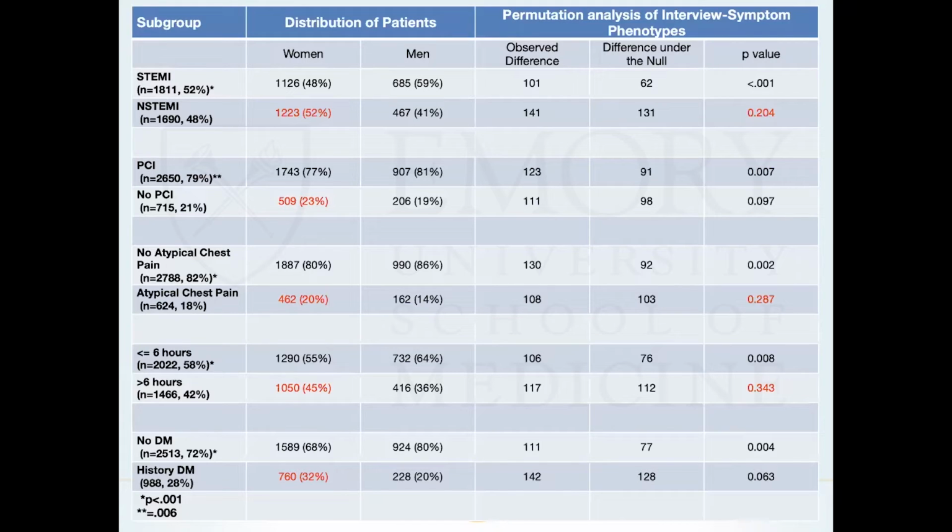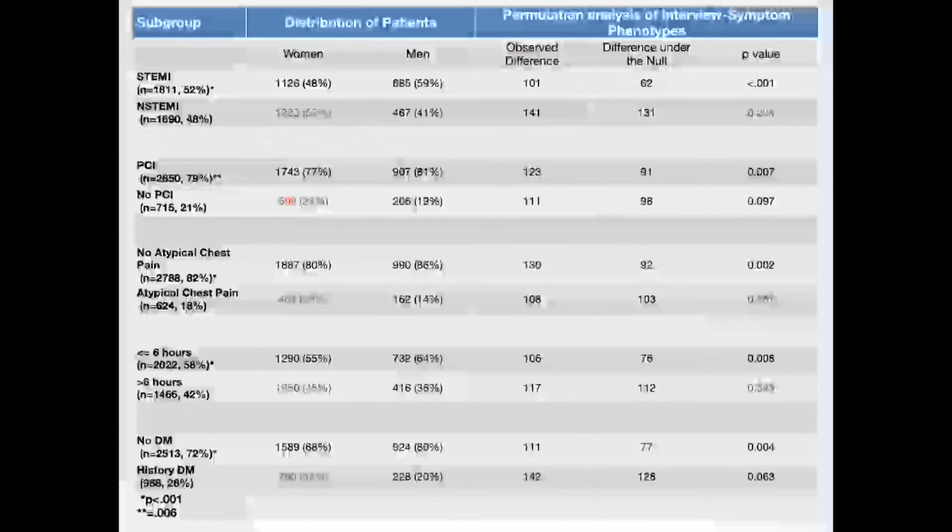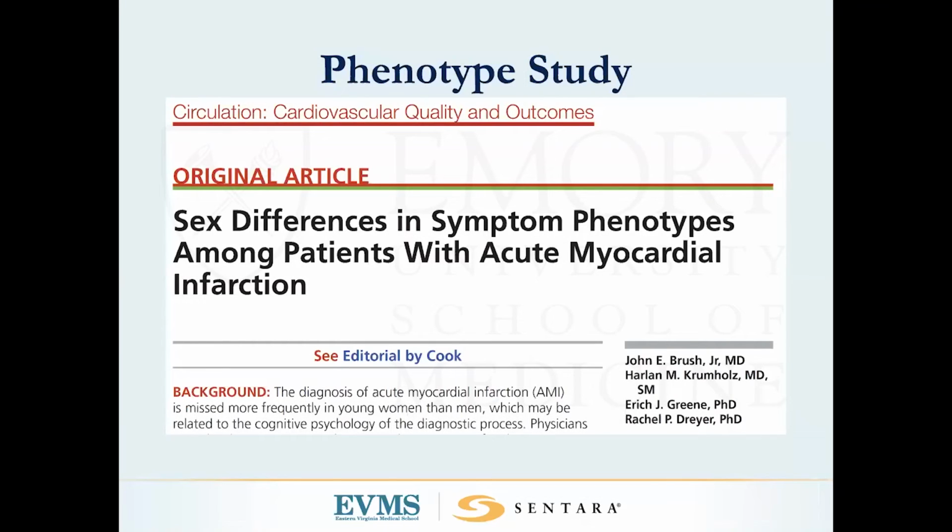So in many of those subgroups, the statistical significance remained, but it was interesting that in patients with non-STEMIs, patients who did not receive an acute PCI up front, patients with atypical chest pain, and patients who presented greater than 6 hours after chest pain, the statistical significance disappeared. It was as if the number of phenotypes in men sort of caught up with women in those subgroups where maybe the diagnosis is a little bit more ambiguous than STEMIs and patients with typical chest pain. We published this last year in Circulation: Cardiovascular Quality and Outcomes.